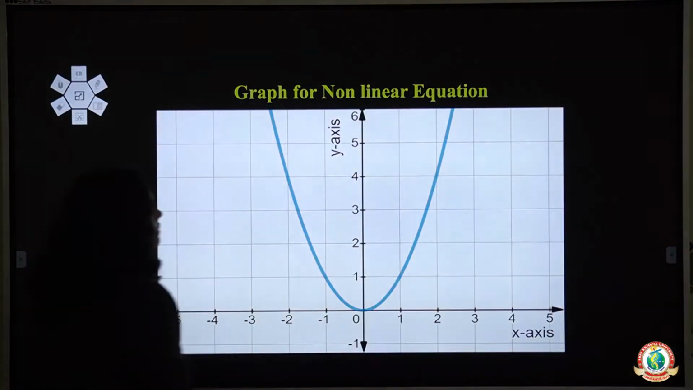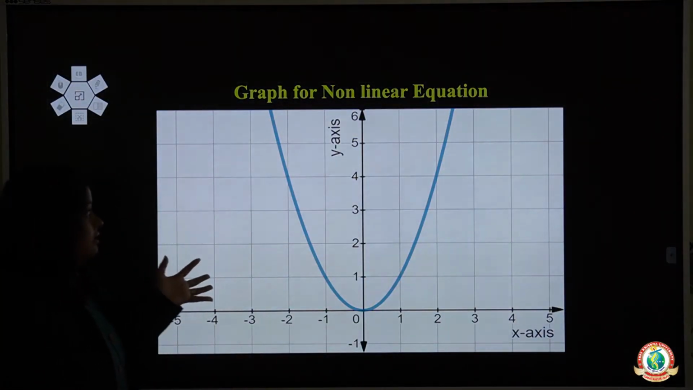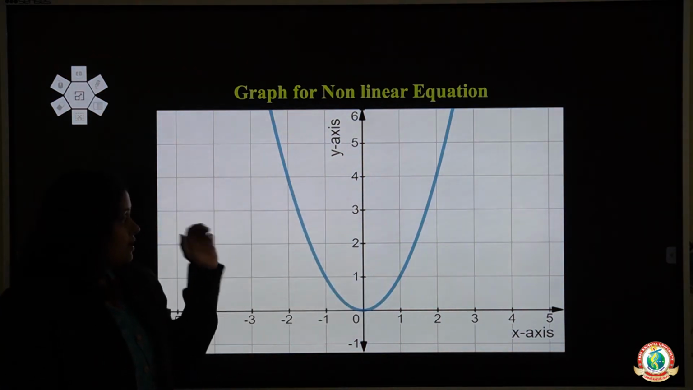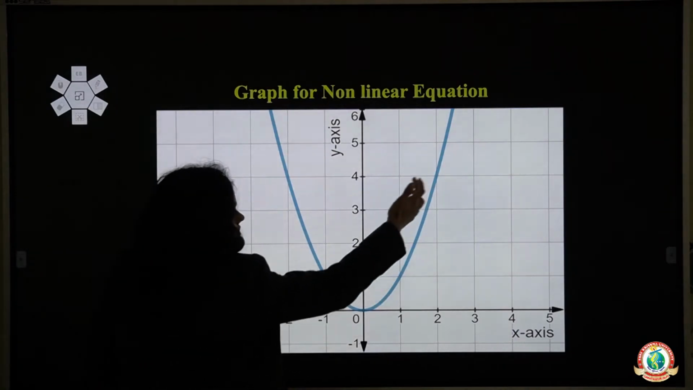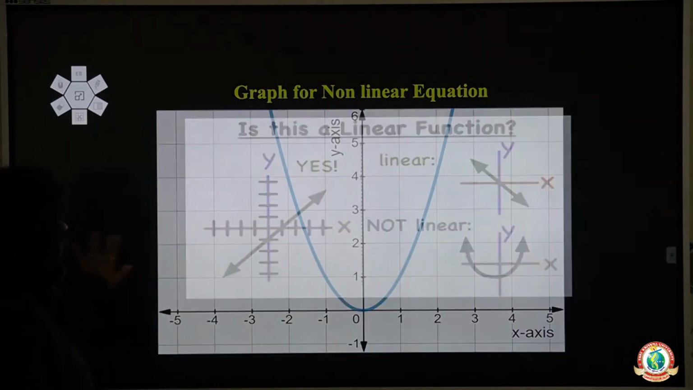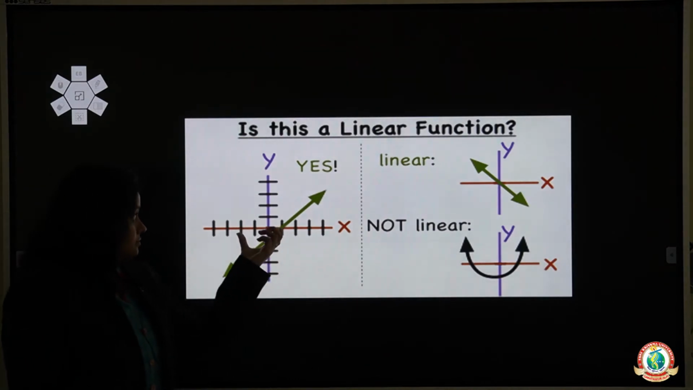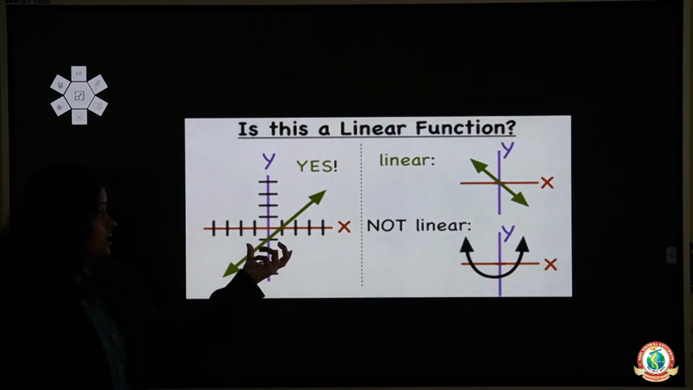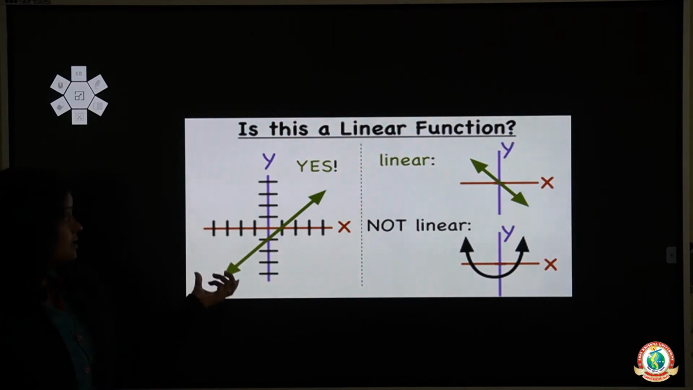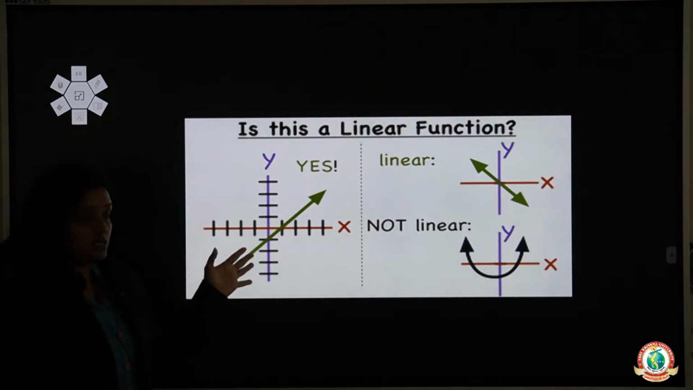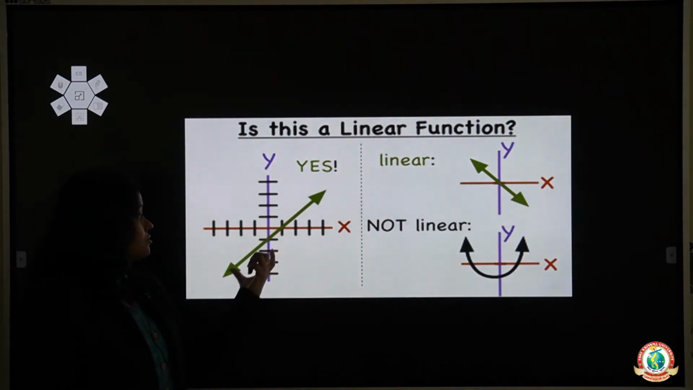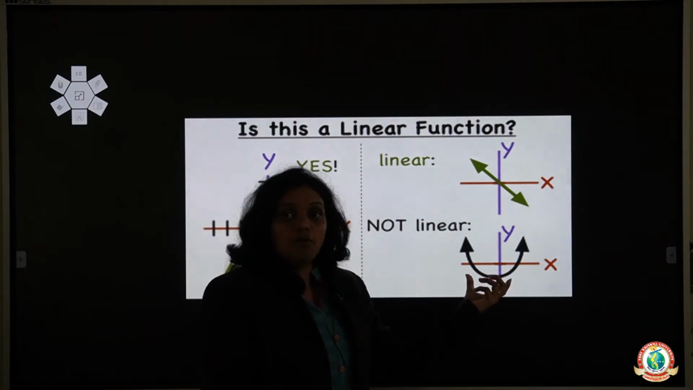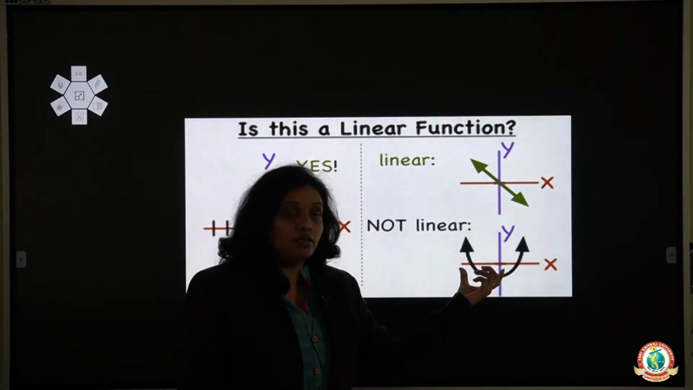Now in this graph we can easily say that in the x-axis and y-axis this curve defines the non-linear equation. Next, if this graph and this graph are given, in both graphs we can say that this one is the linear equation. Why? Because it shows only a straight line, and this shows the curve form.